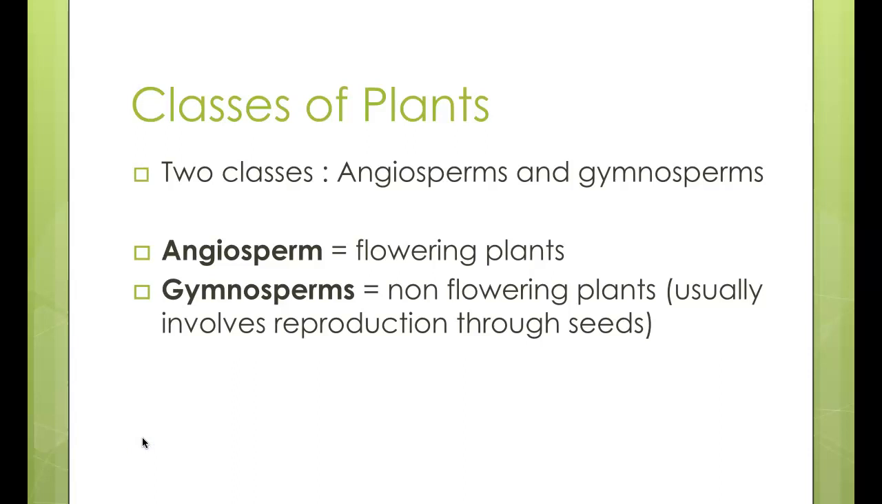Your main two classes are angiosperms and gymnosperms. The basic breakdown you can see on your screen there is angiosperms are flowering plants. Gymnosperms are non-flowering. It says usually involves reproduction through seeds. And we'll kind of get into these too.